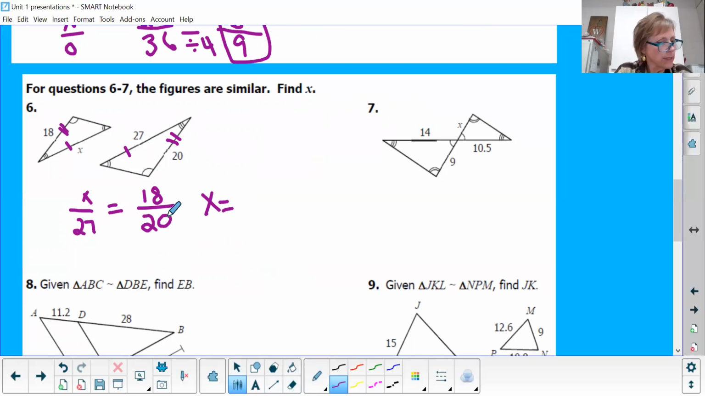And the answer is, let me turn my paper over, 24.3.